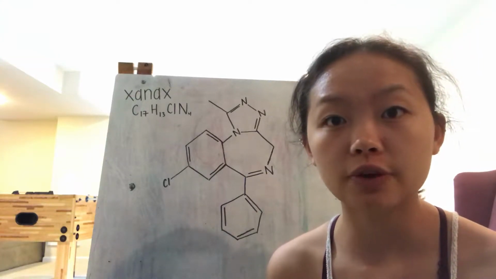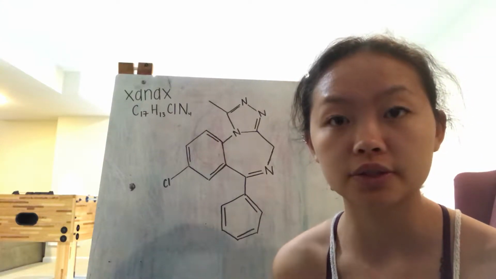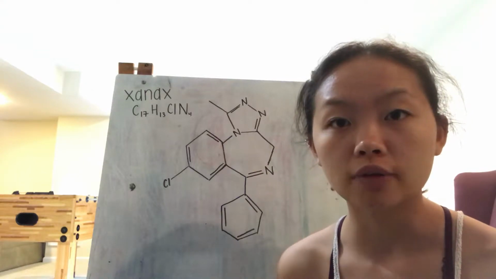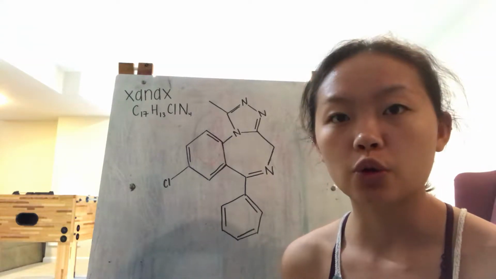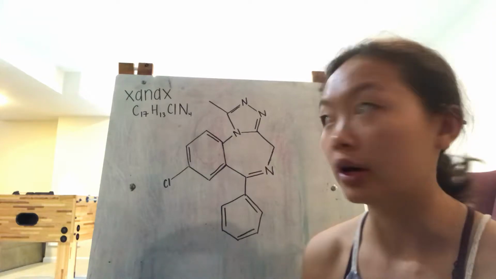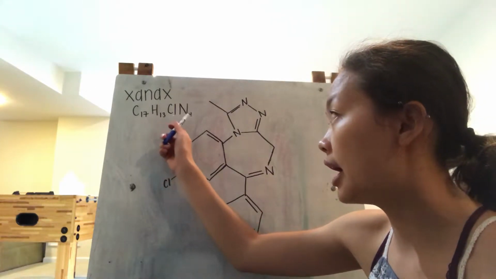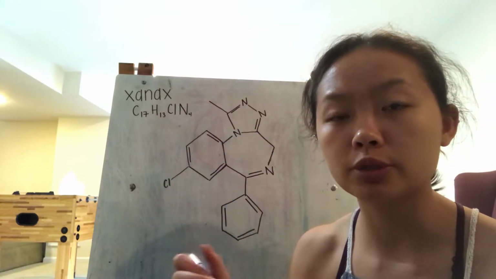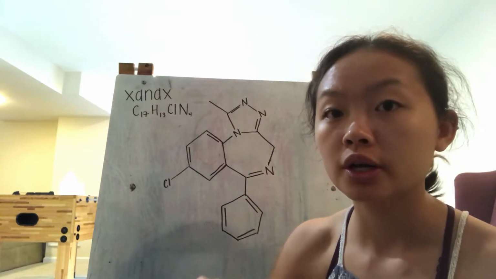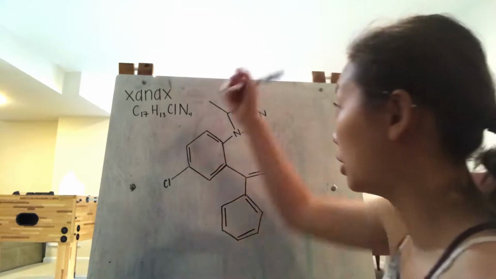Hello, my name is Sophia, and today I'm going to be discussing the skeletal structure of the compound Xanax. So with Xanax, its chemical formula is C17H13ClN4. And with blue marker, I'm going to be showing you where all the carbons are in the skeletal structure.